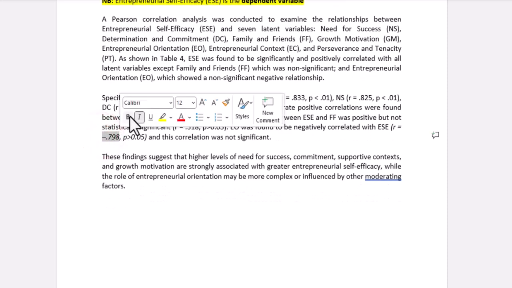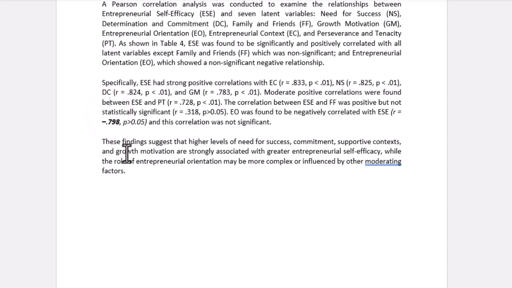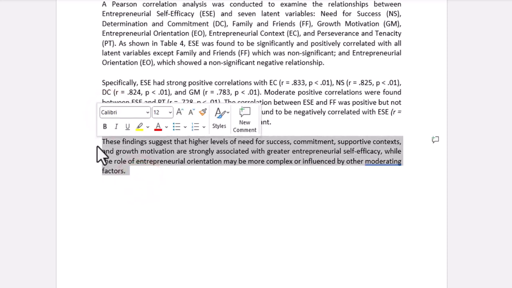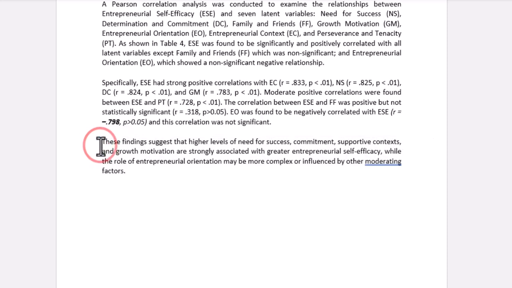Then you summarize all your results with the last paragraph, just a few lines. This finding suggests that higher levels of need for success, commitment, supportive context, and growth motivation are strongly associated with greater entrepreneurial self-efficacy, while the role of entrepreneurial orientation may be more complex or influenced by other moderating factors.